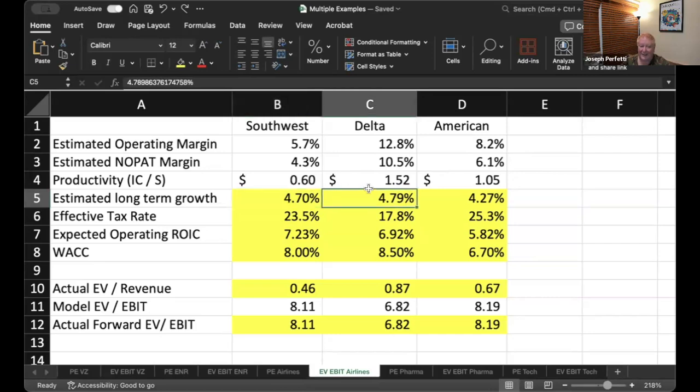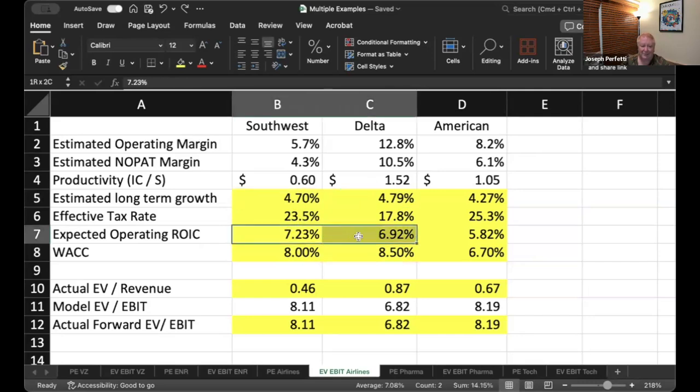Delta's growing slightly more, 4.79 versus 4.7, but these are pretty close to each other, right? So why is Southwest trading at a premium? Southwest's spread is negative on an operating basis, 7% operating ROIC versus 8% WACC, 7% versus 8.5%. A little bit better with Southwest, but still negative.